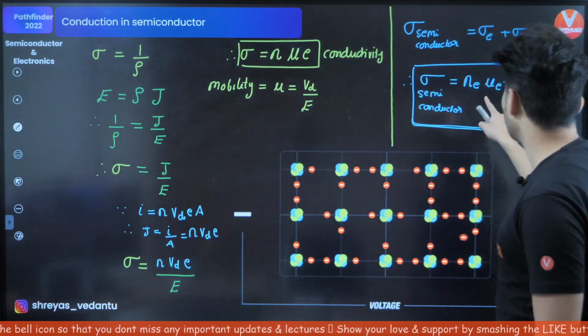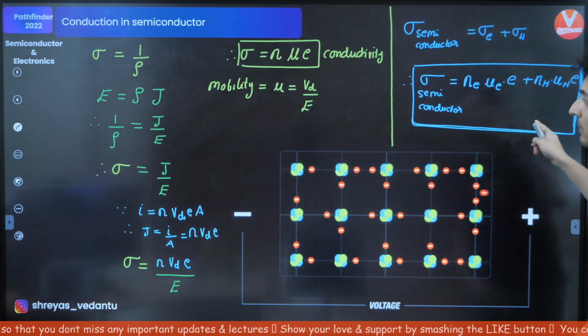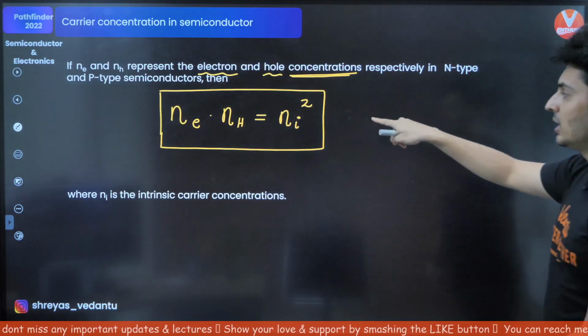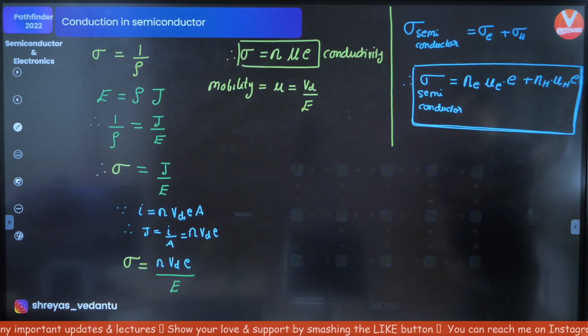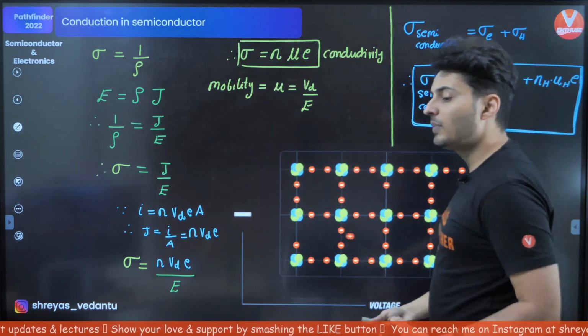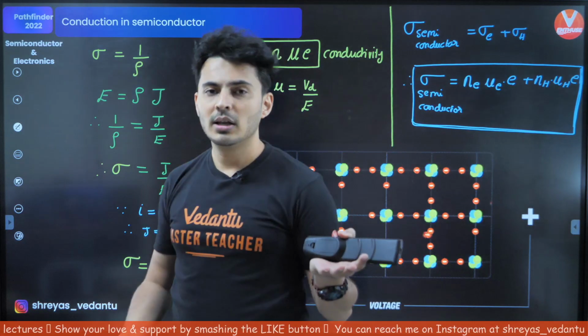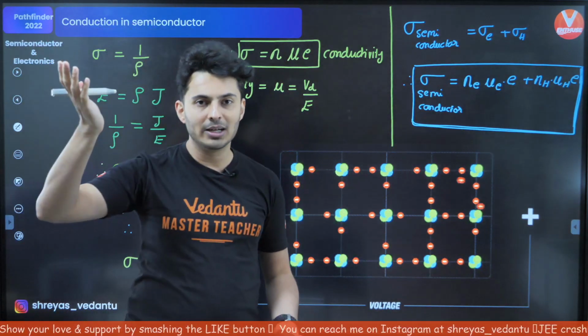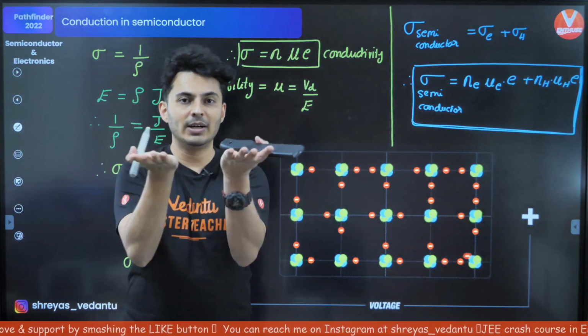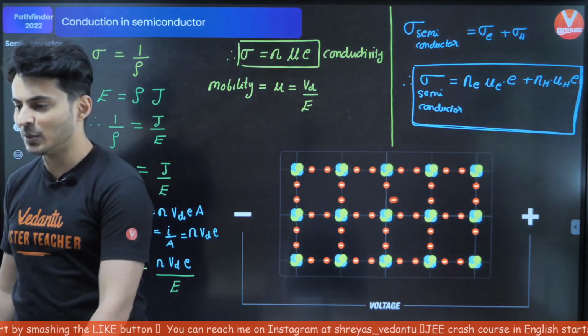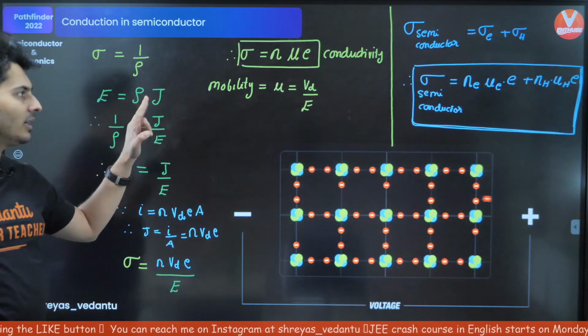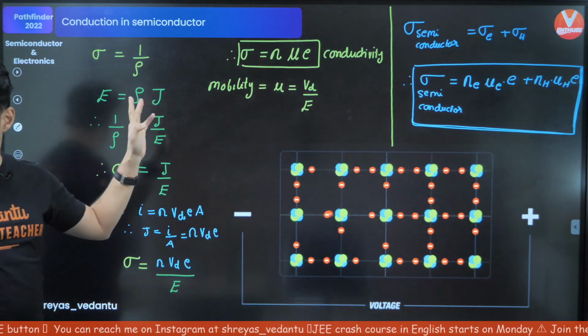And remember the relationship between Ne and NH? I just gave it to you in the previous slide. Ne and NH product is Ni square. In N type, Ne is a lot more. In P type, NH is too much, and in intrinsic, both of them are equal. That's how it works. The product of their concentrations always remains constant.